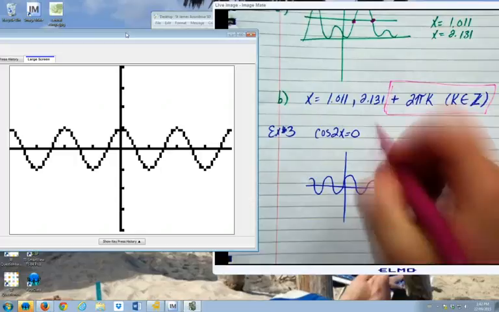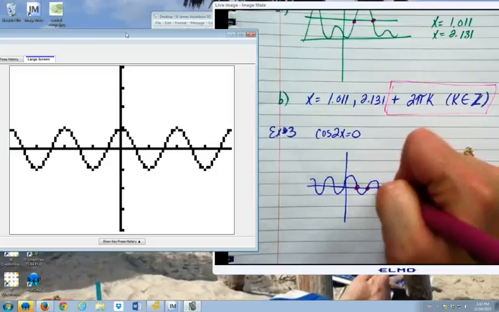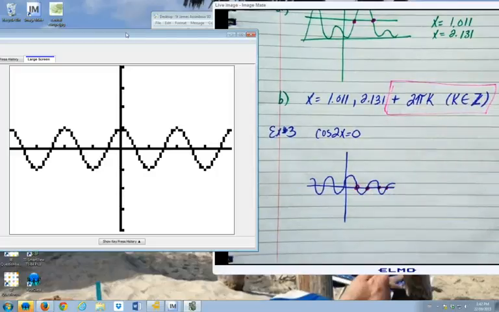We got to mark the points. I got an intercept here, intercept here, intercept here. Oh my God, there's a lot of them. Intercept here. How many different answers are we going to have for this particular equation? Lots. 4 of them.